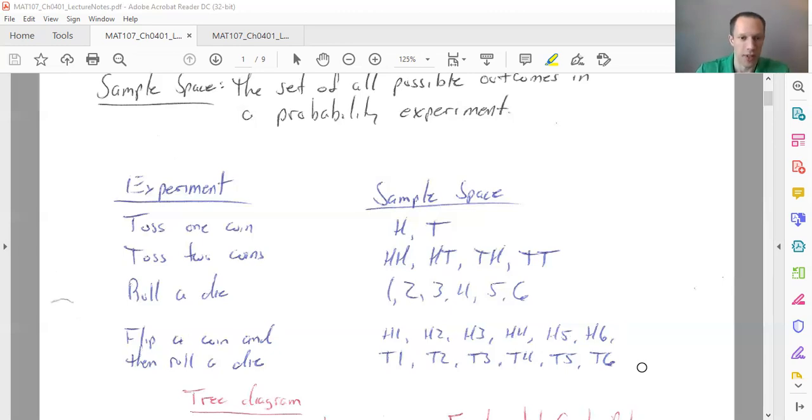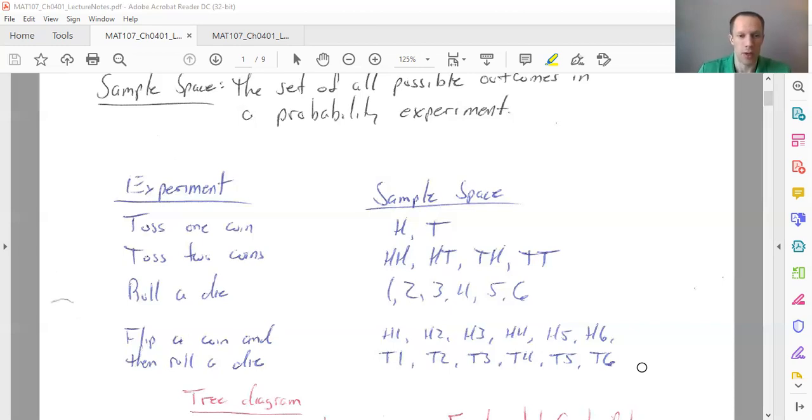So there's 12 outcomes in that sample space. Now, what I want you to notice is that number 12 is not a coincidence. When you flip a coin, there's 2 possible outcomes. When you roll a die, there's 6 possible outcomes. If you multiply 2 times 6, you get 12. This is something known as the fundamental counting rule.